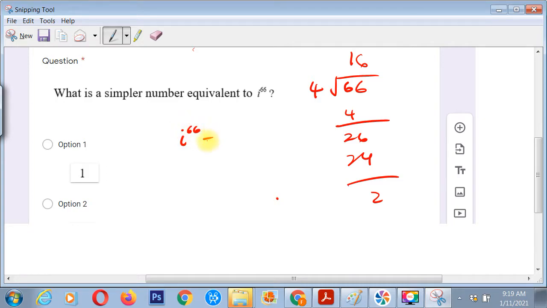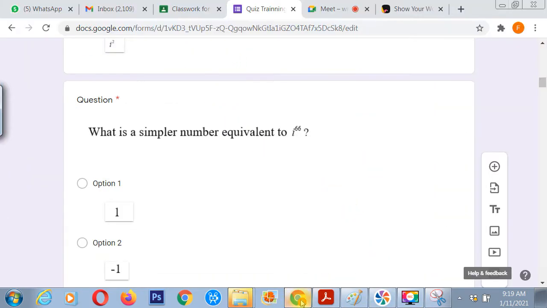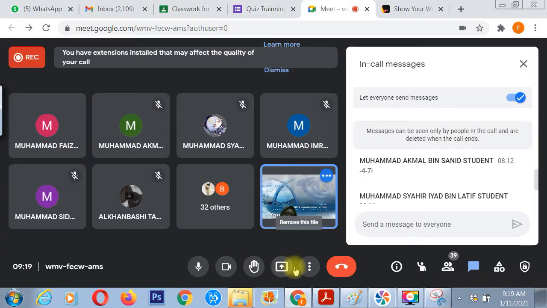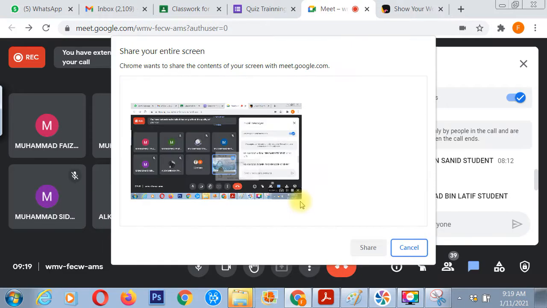Ada saya ada salah ke? So I can see your screen. Oh lama. Alright, 1 minute. Saya dah tutup ke macam mana?